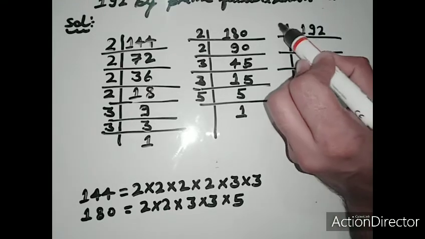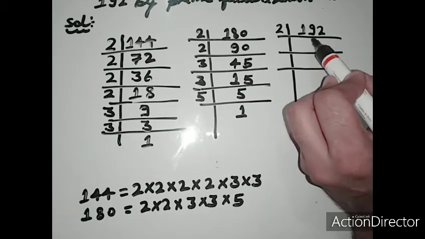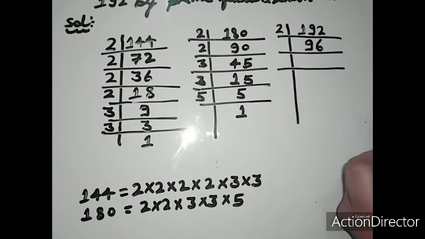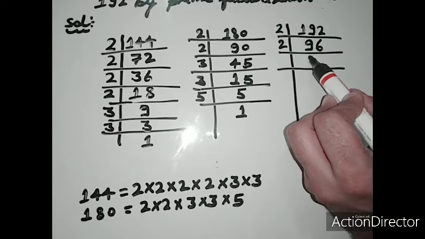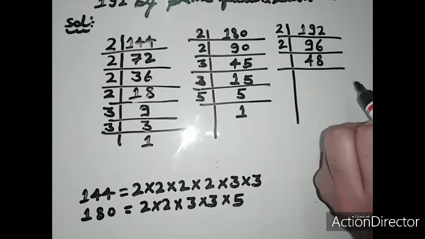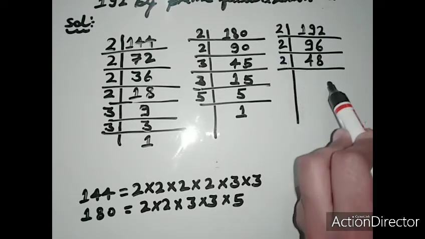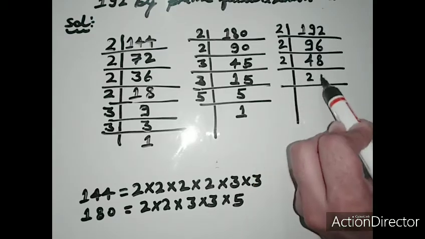Now again start from 2. 2 9s are 18 and 2 6s are 12. Then again divide by 2. 2 4s are 8 and 2 8s are 16. And again divide by 2. 2 2s are 4 and 2 4s are 8.